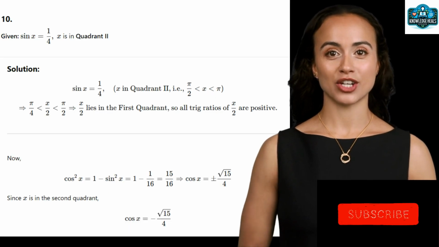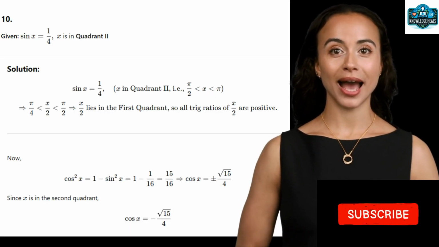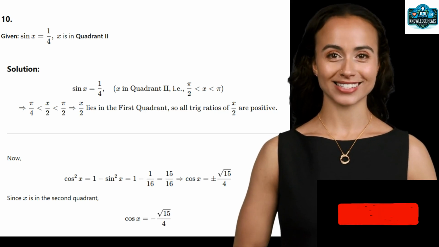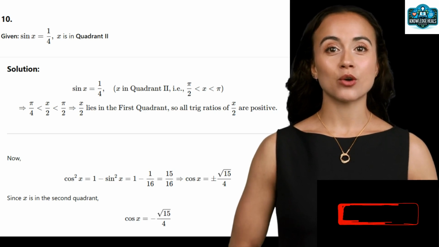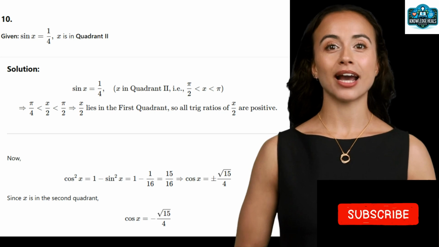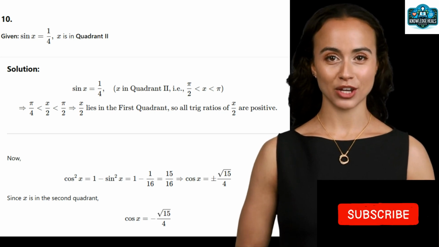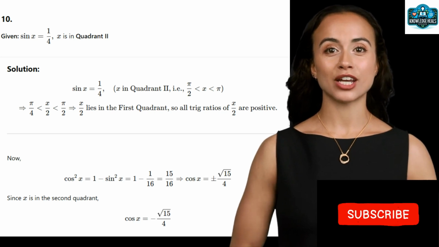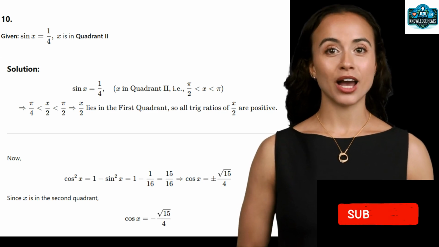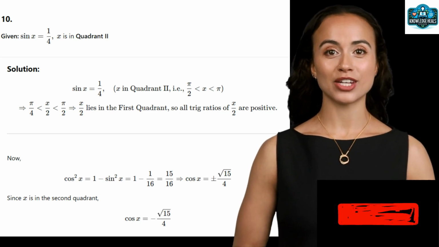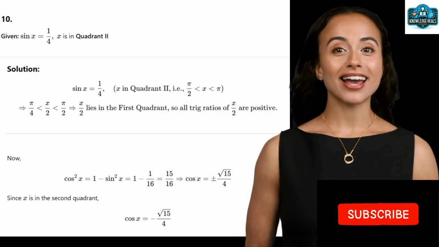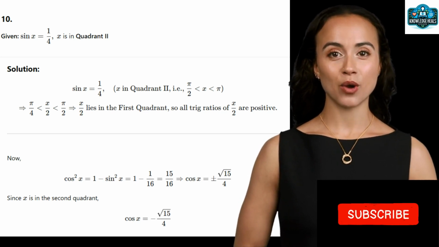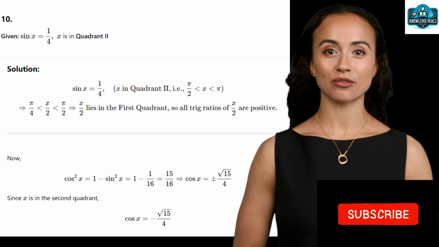Let's see our last question, that is sin x equal to 1 by 4, where x is in quadrant 2. As we know, quadrant 2 is pi by 2 is less than x is less than pi. Now we will divide the quadrant 2 inequality by 2, and we get pi by 4 less than x by 2 less than pi by 2. X by 2 lies in the first quadrant, and so all trigonometric ratios of x by 2 are positive. Now we will substitute the value of sin x in the equation of cos square x. Then we get cos x equal to plus minus root 15 by 4. As x is in the second quadrant, cos x becomes minus root 15 by 4.